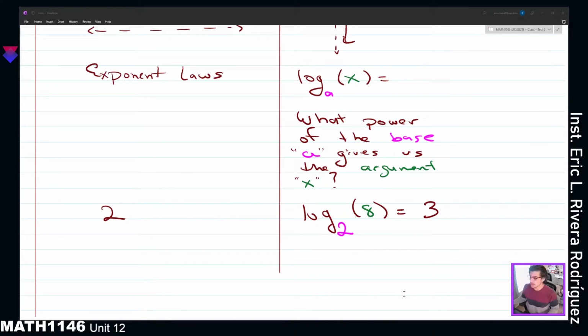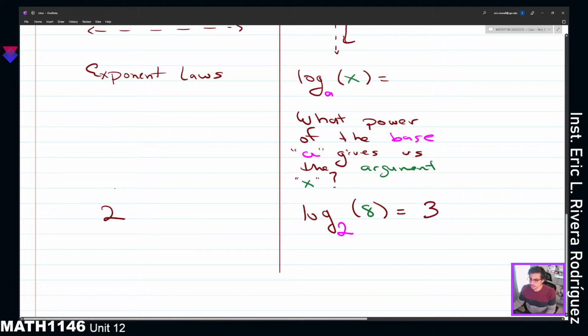Sorry about that. So log base 2 of 8 is equal to 3 because 2 raised to the power of 3 is equal to 8. Okay, so when we are calculating a log or a logarithmic function, what we are looking for is the exponent that we put on the base to get the argument.